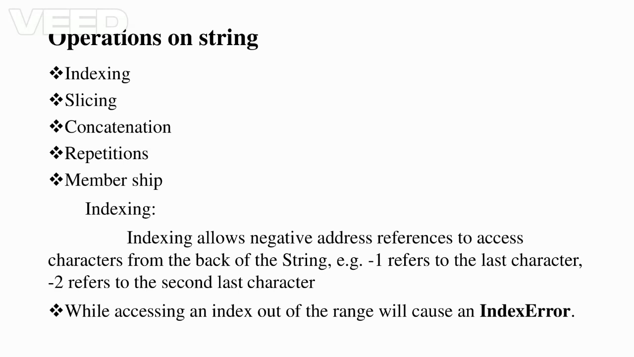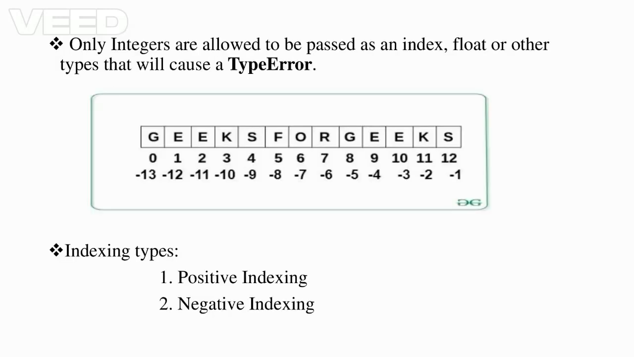First one is indexing. Indexing allows a negative address reference to access characters from the back of the string. Example, -1 refers to the last character and -2 refers to the second last character. Accessing an index out of the range will cause an index error. Next, only integers are allowed to be passed as an index; float or other types will cause a type error. This is an example for indexing.